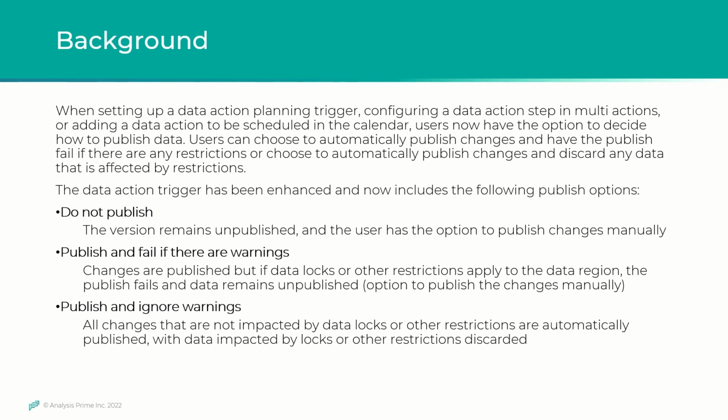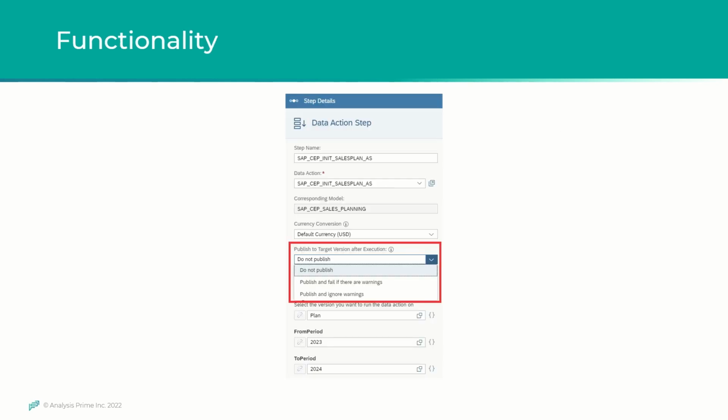And number three is publish and ignore warnings. Here, all the changes that are not impacted by data locks or the restrictions on the data are published automatically, whereas any data that is impacted by data locking or restrictions is discarded. This is a snippet of where we can find this functionality. Let us go into the SAC system and see how we can configure this.